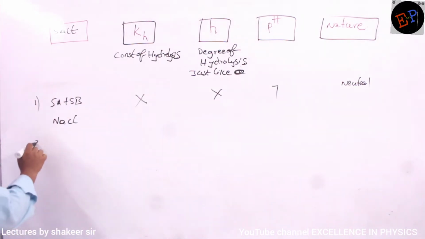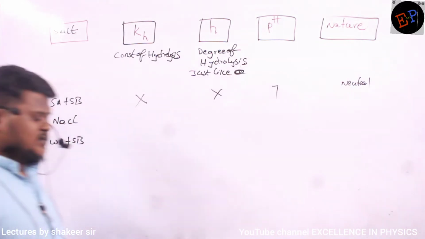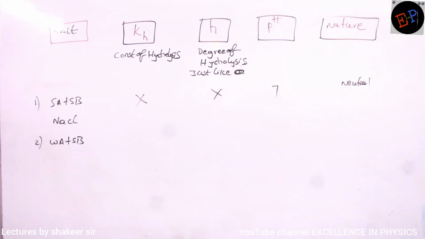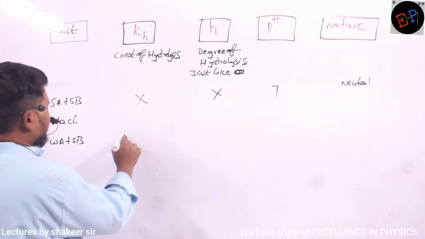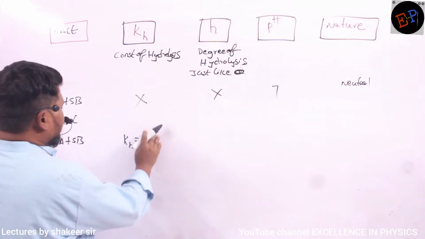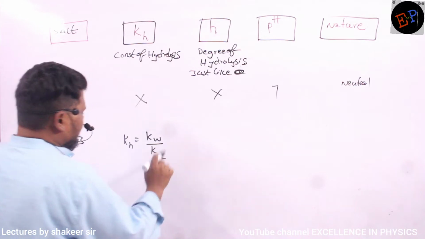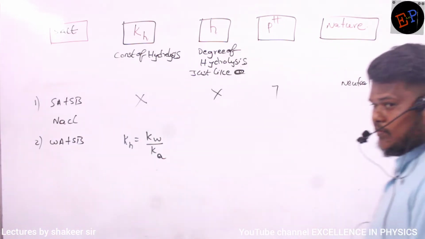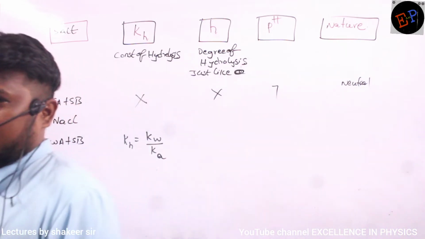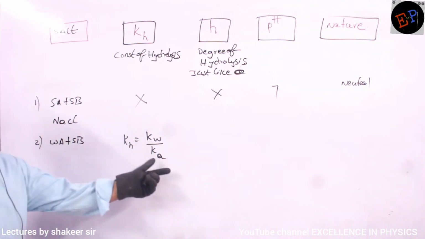Similarly, for the salt which is formed of a weak acid plus a strong base, its KH value I can write as KH equals Kw divided by Ka. What is meant by Kw? Already we have studied, 10 power minus 14 is called the Kw value. And what is Ka? Ka is called the dissociation constant of the acid.